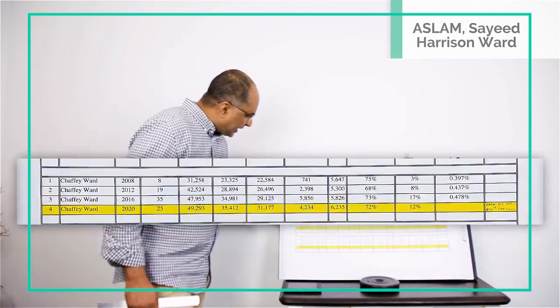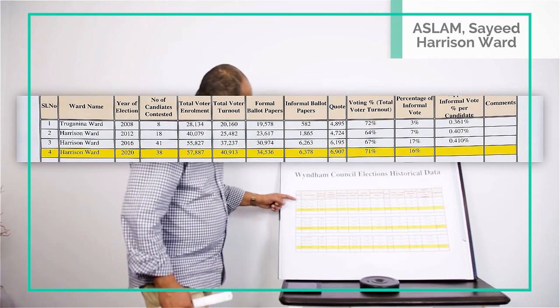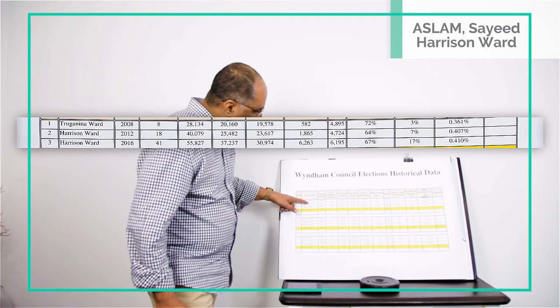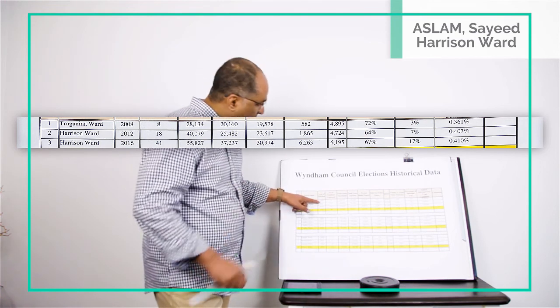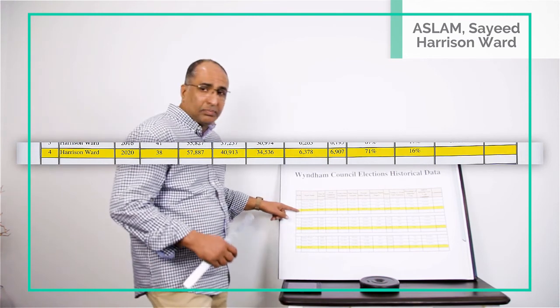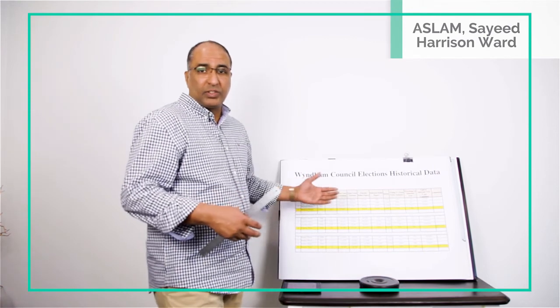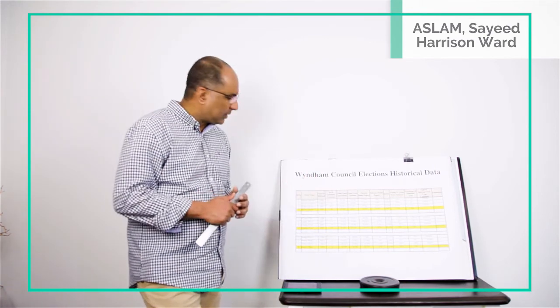Now, the difference between the highlighted yellow lines and the normal lines is this: the non-highlighted lines are data from previous elections, whereas the yellow highlighted line is predicted data based on previous data. It's pretty simple. Anyone who knows basic mathematics can do it.